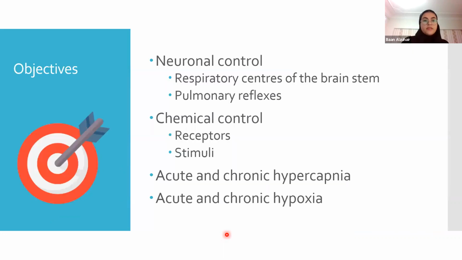These are our objectives for today, inshallah. We're going to take the neuronal control of breathing, chemical control of breathing, acute and chronic hypercapnia, and acute and chronic hypoxia. I know hypercapnia and hypoxia can sound like the hardest parts of the lecture. They're actually the easiest. And neuronal control and chemical control, we have two subtitles under each, okay? And we're going to take each one at a time, okay?